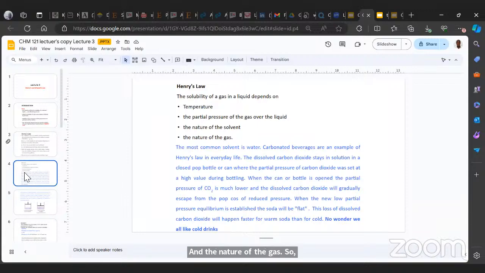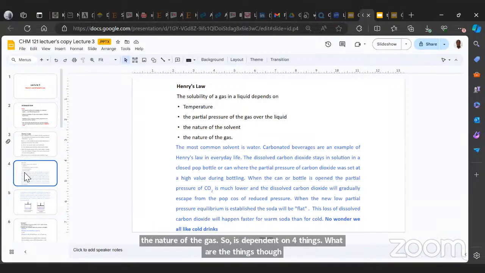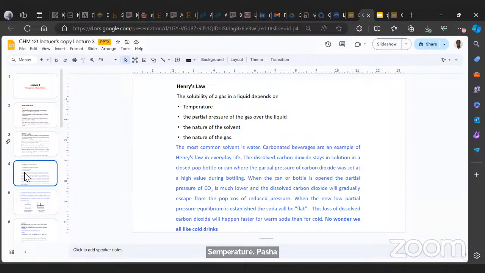What are the things though? Temperature, partial pressure of the gas over the liquid, the nature of the solvent, the nature of the gas. Excellent. Thank you very much. I want you to say it again so that you will not forget. The 4 things that Henry's law is dependent on are: temperature of the liquid, the partial pressure of the gas over the liquid, the nature of the solvent, the nature of the gas.